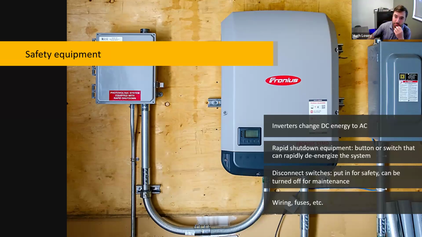We also have disconnect switches, which I mentioned earlier are put in for safety, and they can be turned off for maintenance of certain parts of the system. You're going to see a disconnect switch on the far right of this picture there. I should mention as well, the photovoltaic rapid shutdown system is that box to the left of the inverter. The inverter is in the middle. And then finally, there's wiring and fuses to complete the system as well.